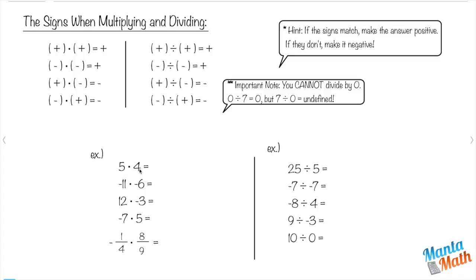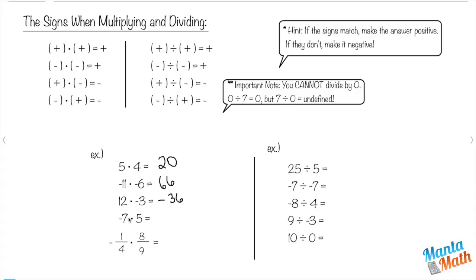So 5 times 4. We know that from our multiplication table, and that's 20. Okay, and positive, positive, so 20 is positive. Now we have negative 11 times negative 6. Negative times negative is positive, and we know 11 times 6 is 66. Okay, 12 times negative 3. Positive 12 and negative 3 means it's going to be a negative answer, and 12 times 3 is 36.